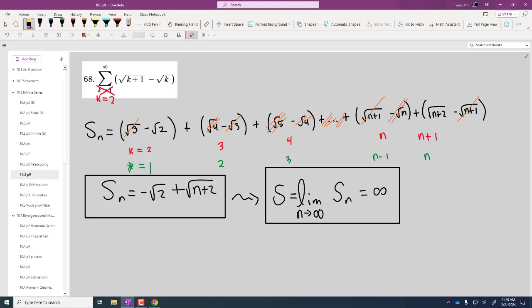All right, any piece of the organization there? It's really helpful to give yourself space, write it out, keep track of the k value, keep track of the term number. It's easiest when those both align. If they don't align, just be careful.